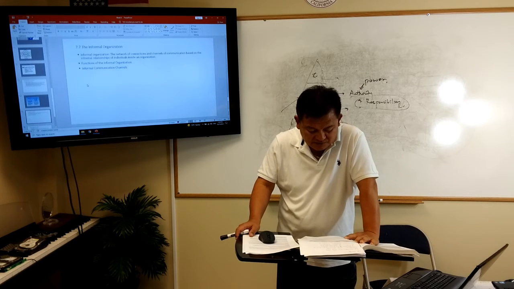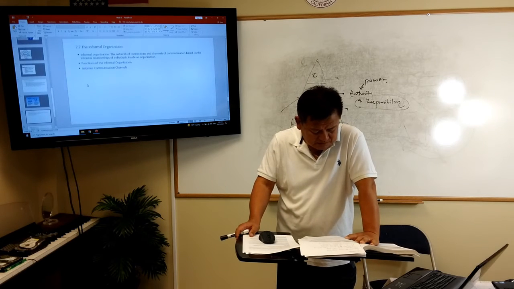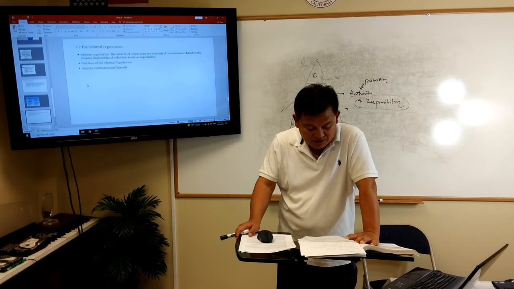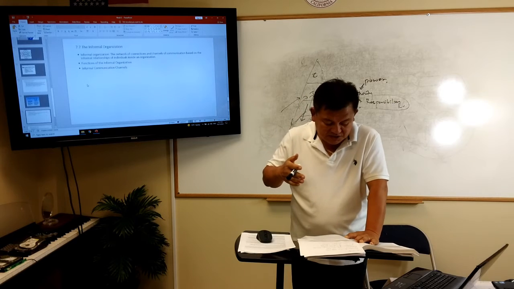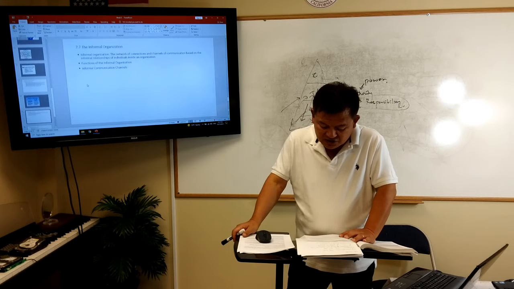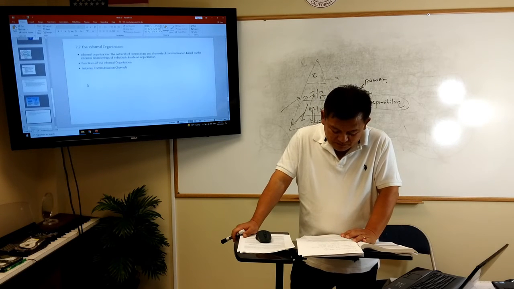The second function is interpersonal relationships. The informal groups help employees feel better informed about and connected with what is going on in the firm, giving them some sense of control over their work environment. So it means the informal organizations affect interpersonal relations, and informal groups keep people better informed.